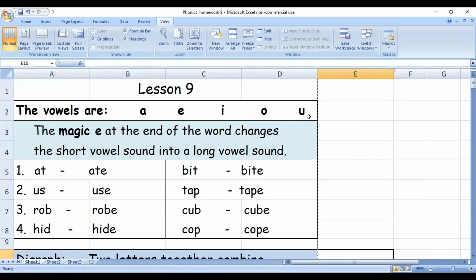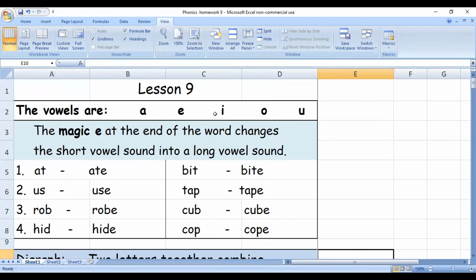I'm going to use this magic E in the words. The magic E at the end of the word changes the short vowel sound into a long vowel sound. If I say short vowel, it is a. If it is a long vowel, it will be A. It is the name of the letter.